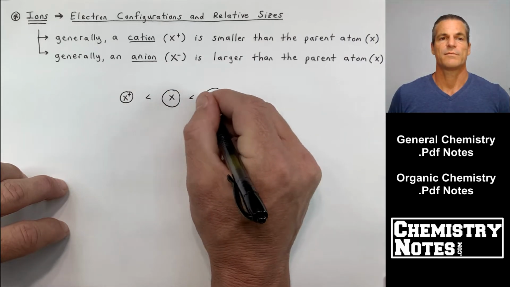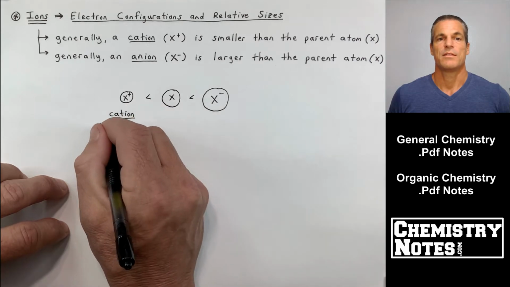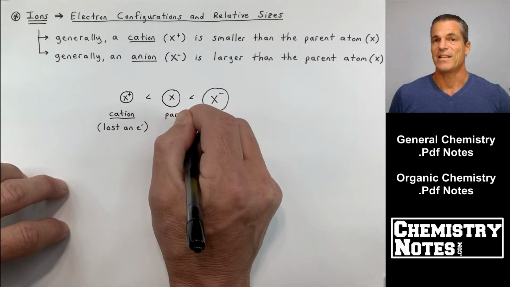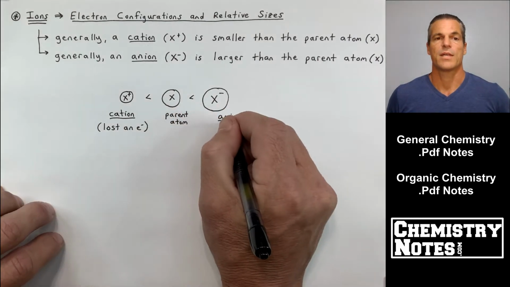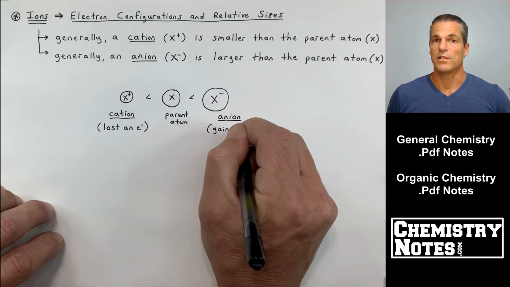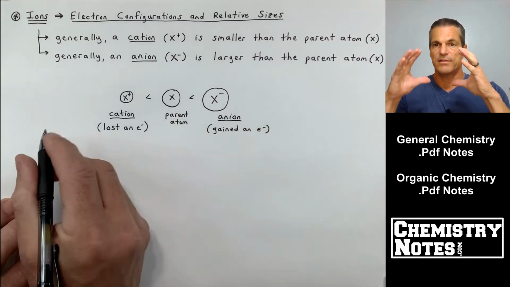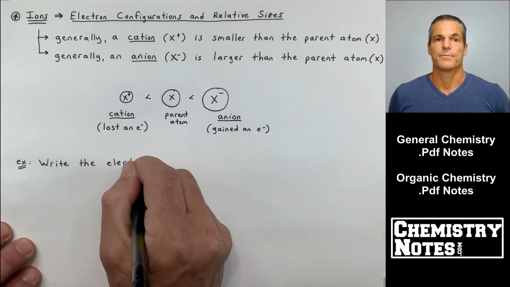Schematically, we can draw that with this less than, greater than symbolism. On the far left is X plus, the cation, in the middle is the parent atom, and on the far right we have the anion, X minus, which is the larger size. Cations lose an electron, so the electron cloud gets smaller, and anions gain an electron, so the electron cloud gets larger.